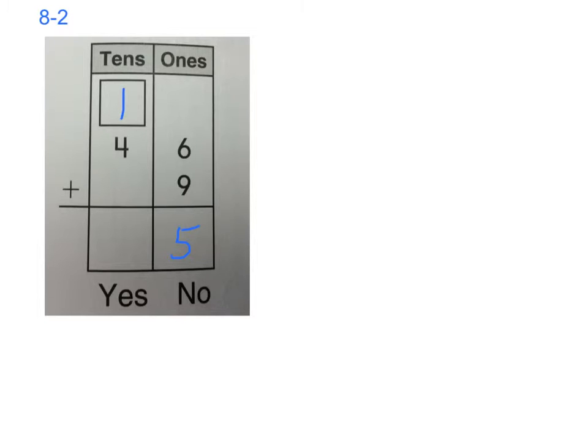Now here's what we don't want you to forget. You have to add that set of 10 when you are adding your numbers in the tens column. Add that 1 to the 4, and now you have 5 tens, and your answer is 55.